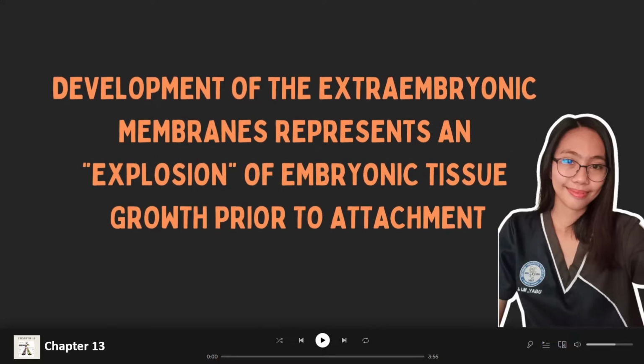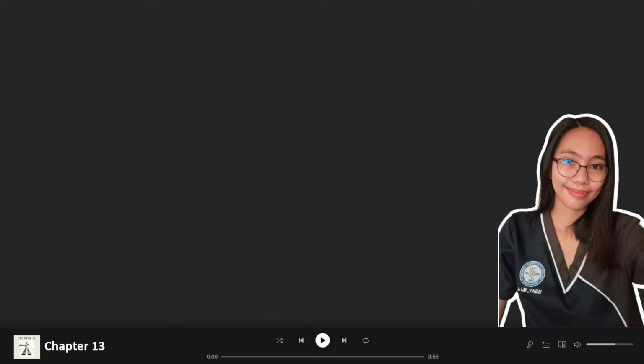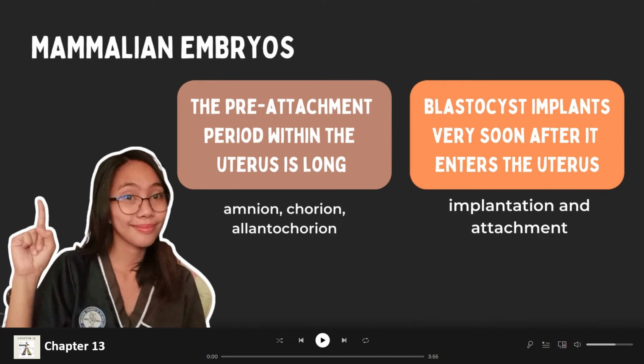Development of the extraembryonic membranes represents an explosion of embryonic tissue growth prior to attachment. Mammalian embryos can be subdivided into two primary groups. In the first group, that includes most domestic animals, the pre-attachment period within the uterus is long, or in several weeks. During this time, extensive extraembryonic membranes form by a folding process that generates the amnion, chorion, and allantochorion.